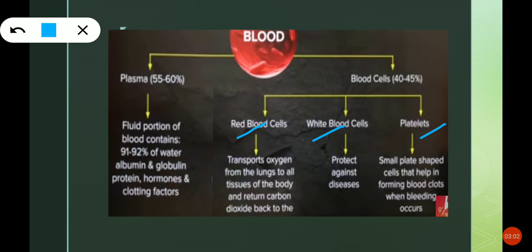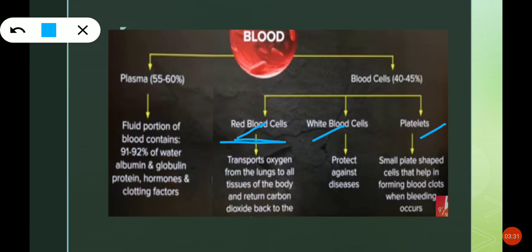And what is the function of white blood cells? In the blood, red blood cells are in the number of millions. But white blood cells are in lakhs, and platelets in the thousands. So this is the ratio in which we have these cells in the blood.